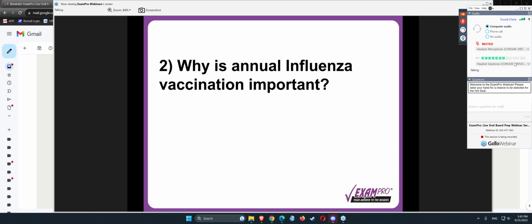The reason it's important to do a flu vaccine annually is because the flu virus mutates, or the most common version of the flu virus changes each year. So the vaccine changes to target the most common type or version of the flu virus.